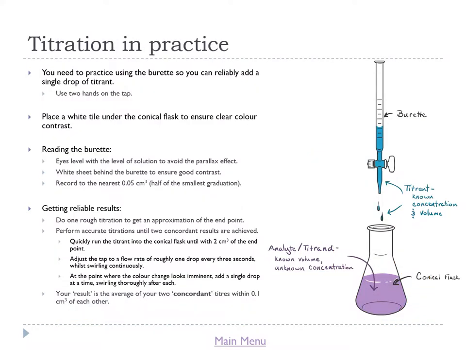So in practice, there's quite a few bits and pieces we need to get our head around when we look at the kind of techniques of titration. The first thing is we need to know how to use the burette properly. Now you'll notice at the bottom of the burette is this tap here. And you need to be able to be really skillful using that so that you can reliably add a single drop of titrant when you want to.